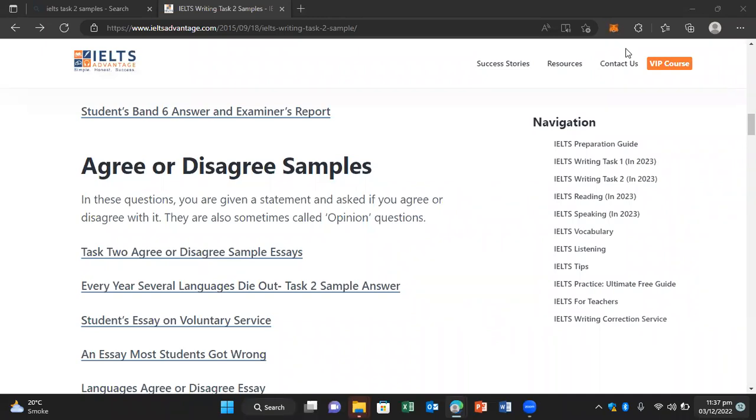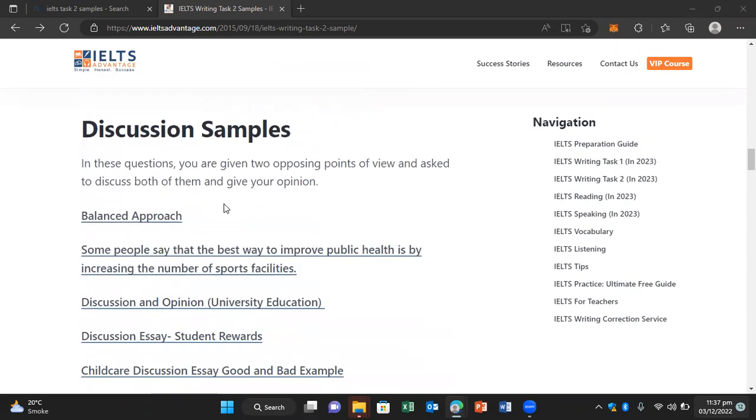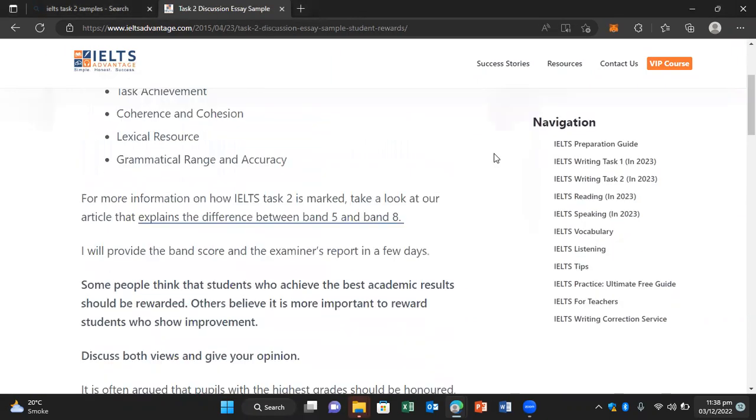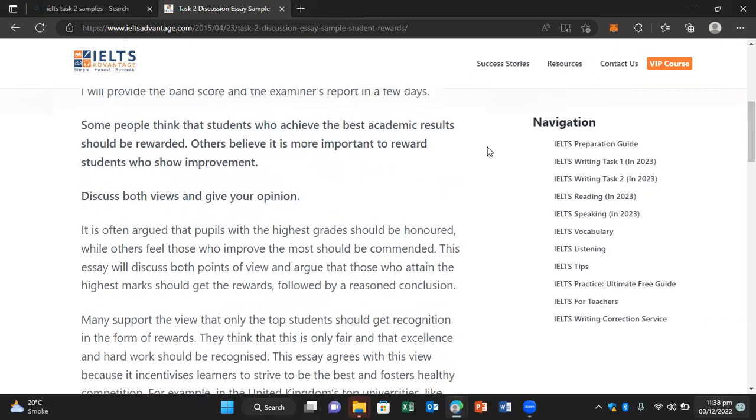In the last video we discussed task number 2, and in task number 2 you could have various types of essays. In the last class we discussed the agree or disagree essay. Now we will be discussing the discussion essay. So the question would say, okay, discuss this. So let's see if we could do this. Now let's read the question.